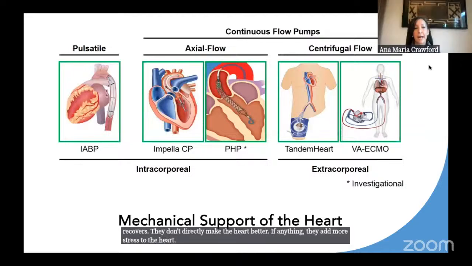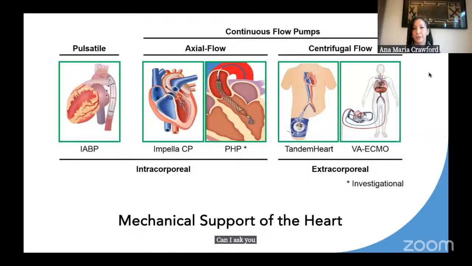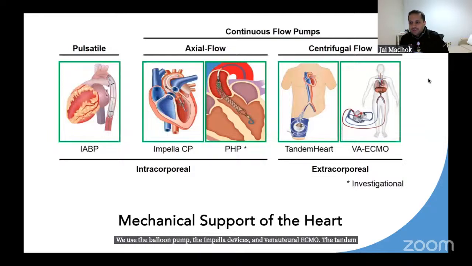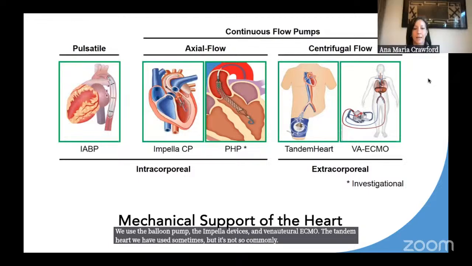Can I ask you which of these you use in your unit? We use the balloon pump, the Impella devices, and veno-arterial ECMO. The tandem heart we have used sometimes, but not so commonly. But we use all of them.